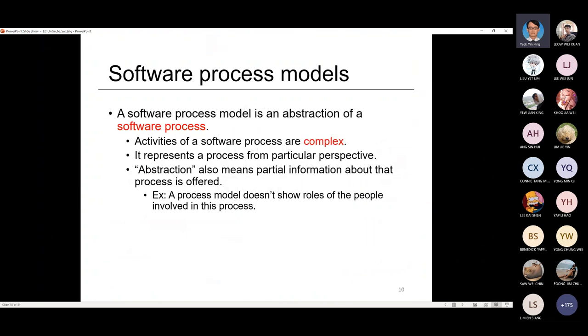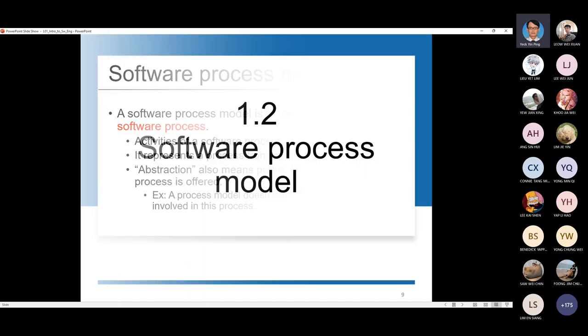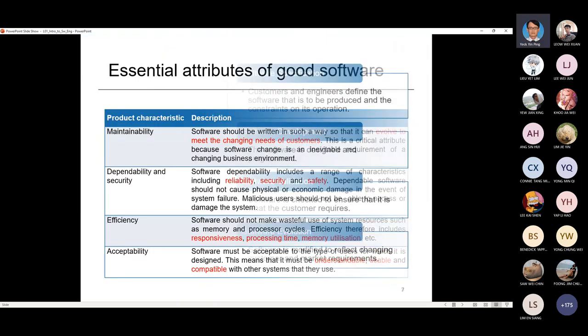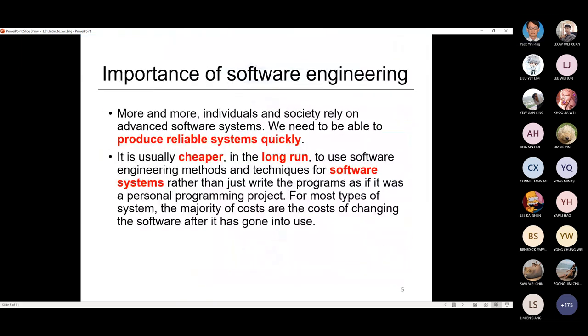So try to use it, okay? Try to use it as a guideline to monitor what? Monitor your project schedule and project budget. Your project schedule refers to producing a reliable system quickly. Your project budget means you're going to produce a cheaper, long-run software system.